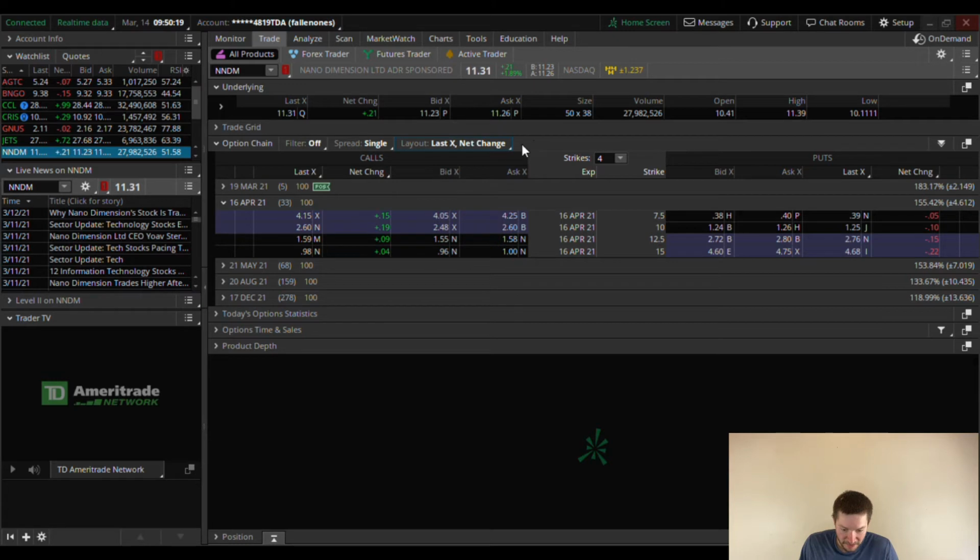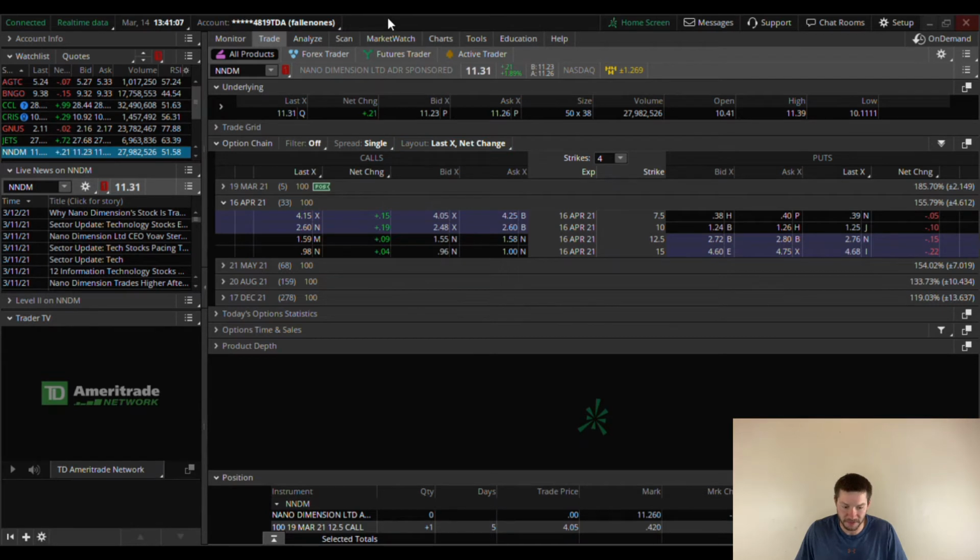And you can go to layout here for your delta, gamma, and theta. And also these highlighted in blue are the in the money options, and these are the out of the money options. So the in the money options are safer and have a higher delta, and the out of the money options are cheaper with a lower delta, but it gives you more leverage.